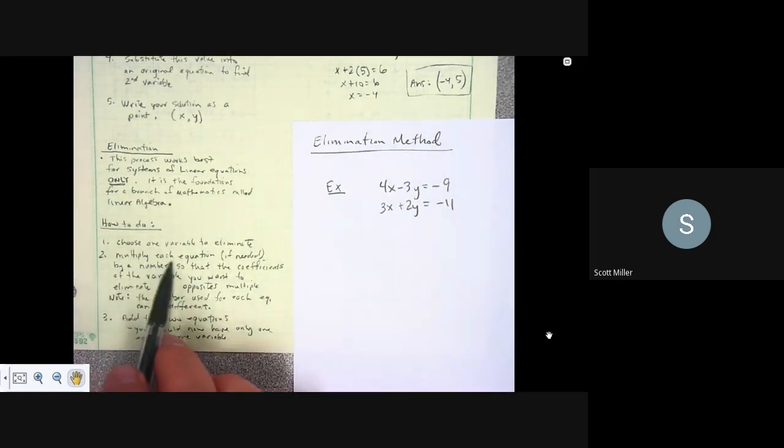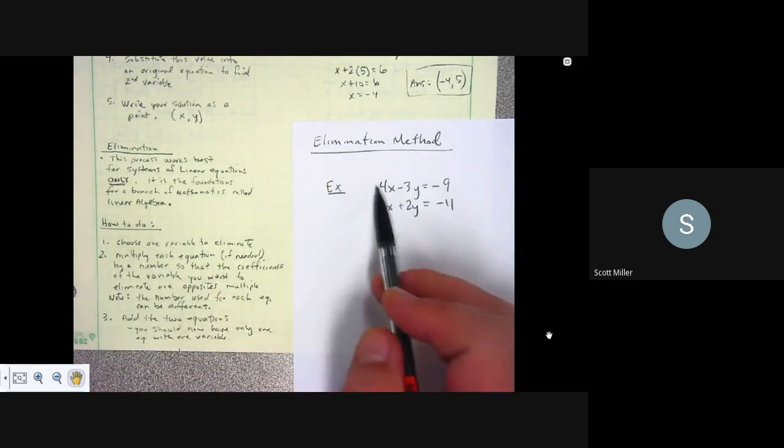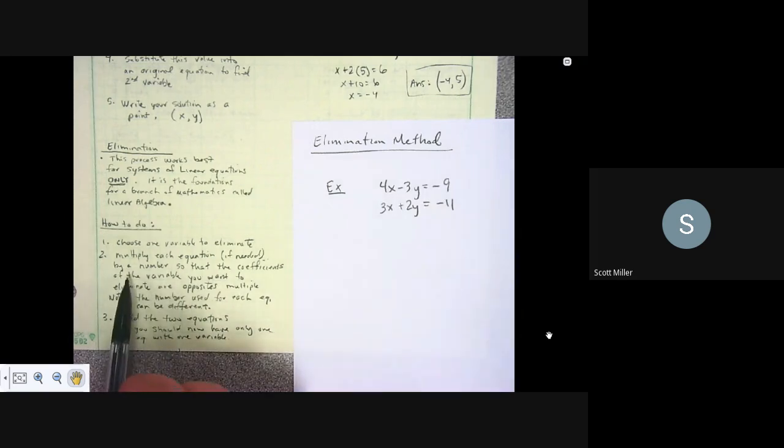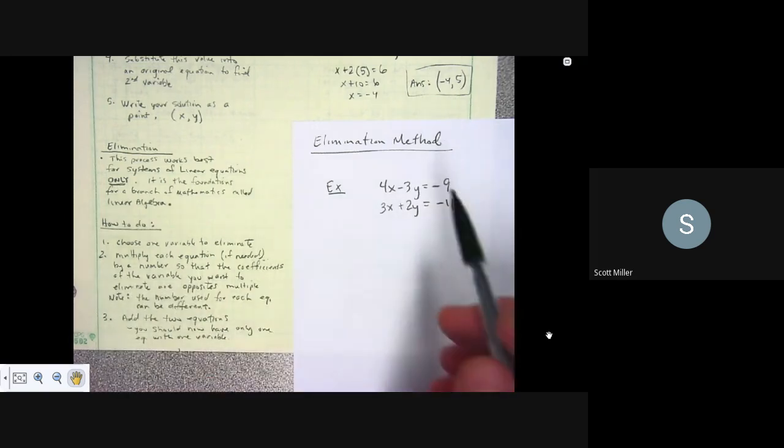We're going to multiply each equation if needed. Sometimes you only have to multiply one equation. We're going to multiply by a number. It doesn't necessarily have to be the same number. But our goal is to make the coefficients of the variable we chose to eliminate opposite numbers. So right now this is a -3 and that's a +2. I need to think of a number that both of these will divide into. So 6. You can also just use the number you get when you multiply them together. So 3 times 2 is 6. So I want to make this a -6 and this a +6.